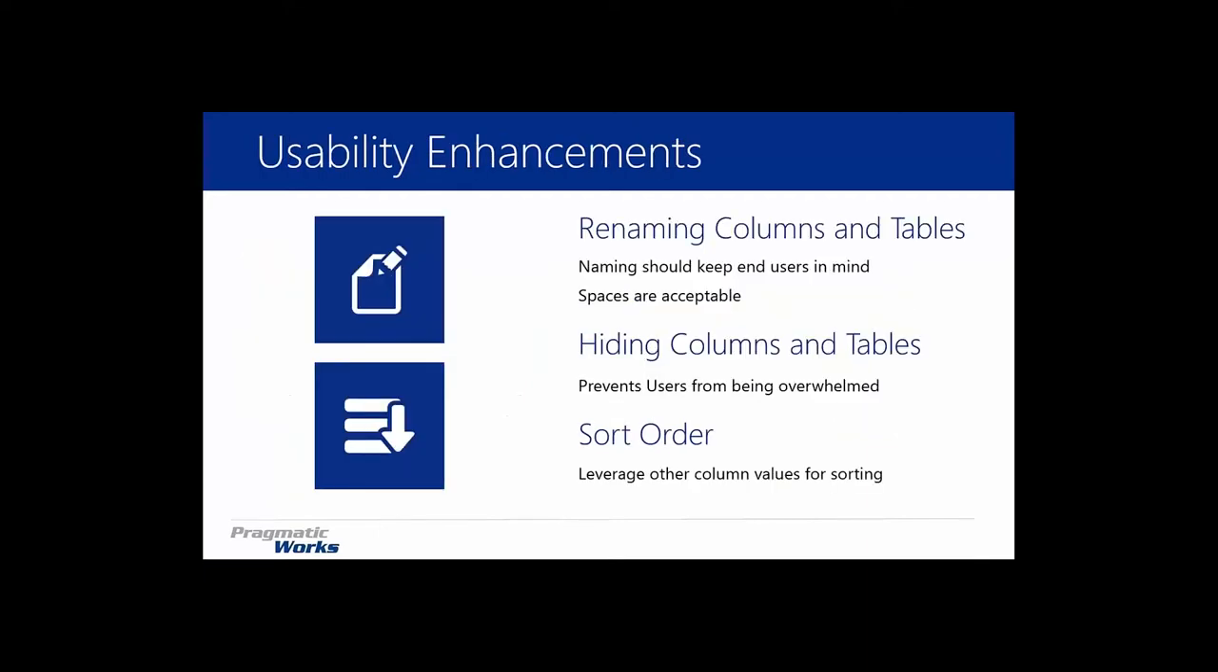All right. So as we create our data model, there are a few usability enhancements that I'll show you how to do. Things like renaming columns and tables are fairly simple to do in the data model. We'll also talk about how to hide columns and tables. There are going to be some cases where you will want to hide some columns. And then also dealing with sort order issues. I'm going to show you some issues as we create the data model that show you problems with the sort order of our data. And I'll give you a few examples of that.